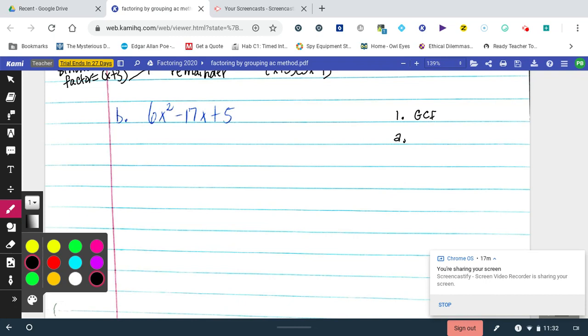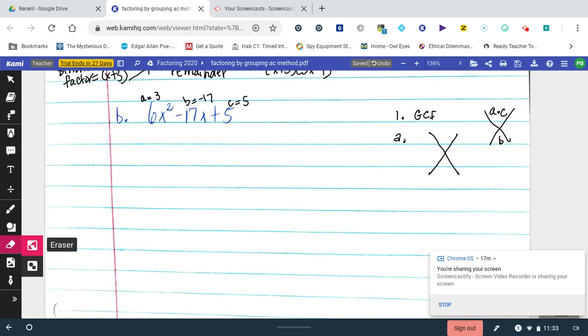So step 2, I put a times c in the top of the x and b in the bottom, okay? All right, so a is 3, b is negative 17, and c is 5. So a times c, that would be, a is 6. I don't know why I said 3. A is 6. So 6 times 5 would be 30. That's my product that goes in the top. And then negative 17 is the sum that goes in the bottom of the x.